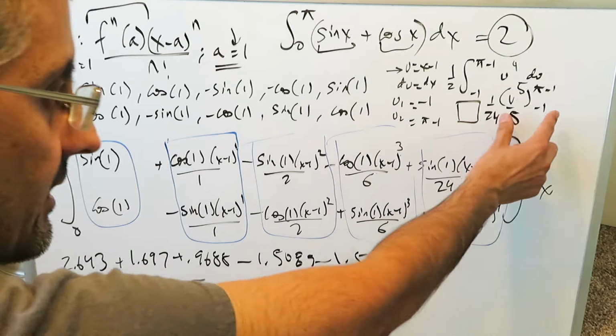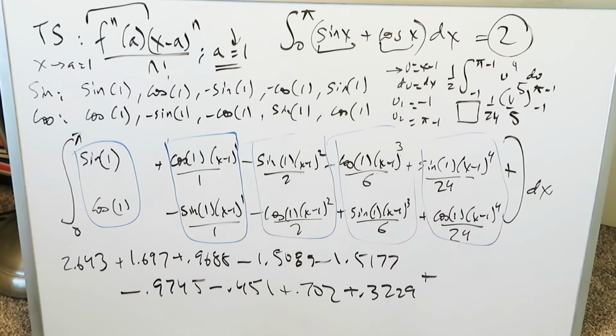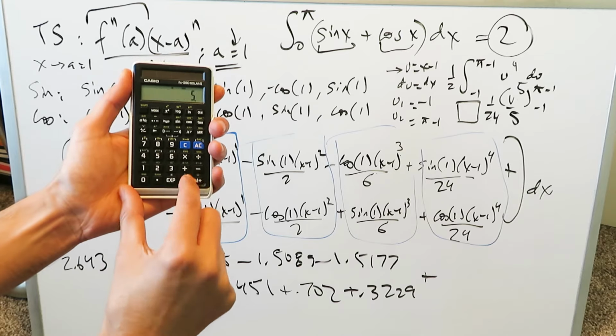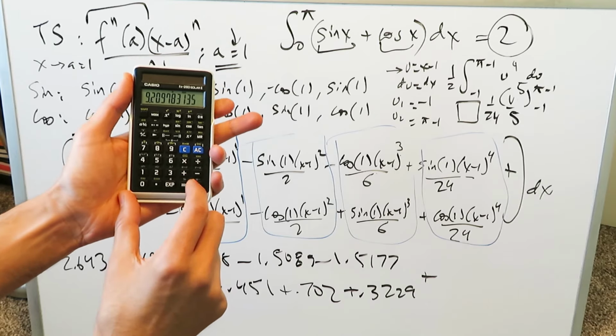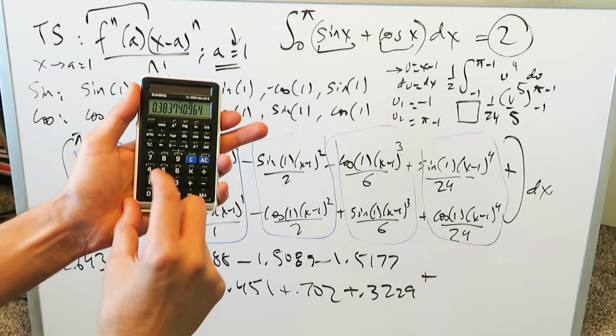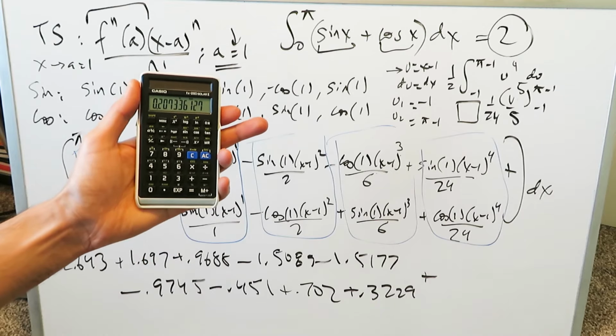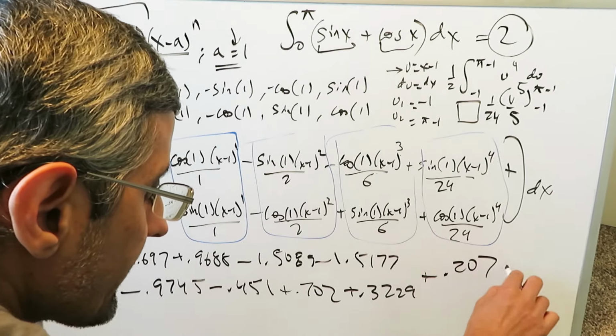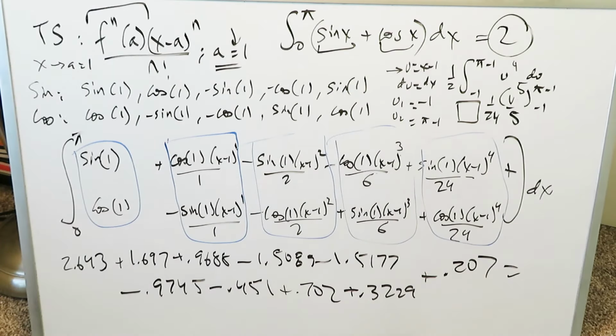And finally this term, which will be obviously a positive. Nothing changes between this calculation other than cosine 1, the constant. Pi minus 1 exponent 5 divided by 5 minus the lower limit component divided by 24 times cosine 1. You're getting here 0.207. That's your plus 0.207. Now all you have to do is add up these numbers and let's see what comes about.